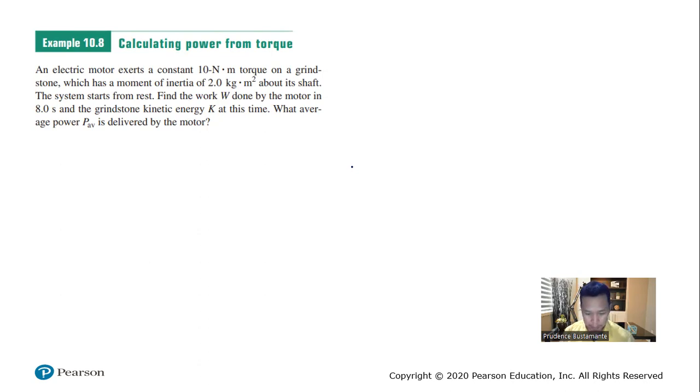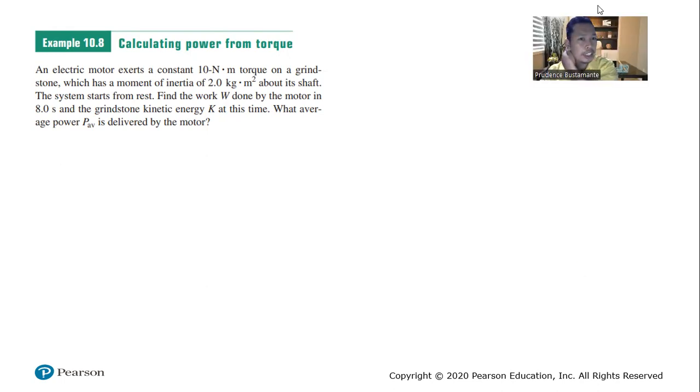Okay, let's have an example for this. An electric motor exerts a constant 10 Newton meter torque on a grindstone, which has a moment of inertia of 2.0 kilograms meter squared about its shaft. The system starts from rest. Find the work done by the motor in 8.0 seconds and the grindstone's kinetic energy K at this time. What is the average power delivered by the motor?